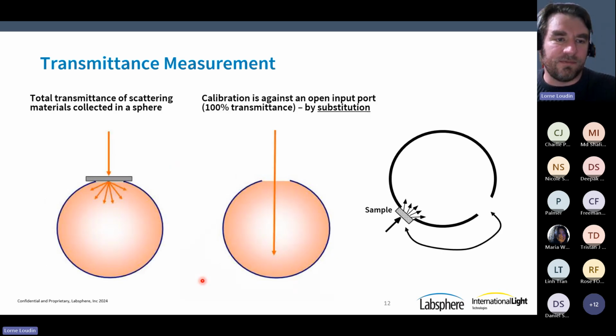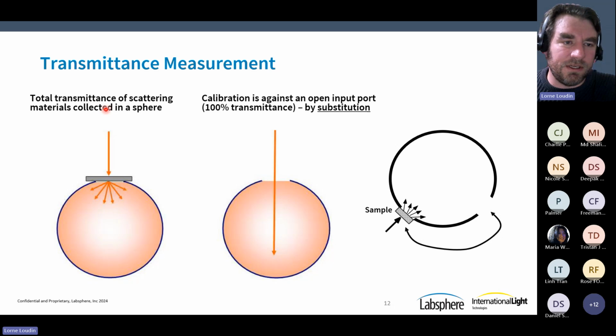Similarly, there's a similar process for making transmittance measurements. With transmittance, we're measuring how much light transmits through a material, and most often that light is scattering through the material and needs to be collected in some form of hemispherical nature. Reflectance measurements are often conducted at an 8-degree incidence angle, so the light is coming in at an 8-degree angle.